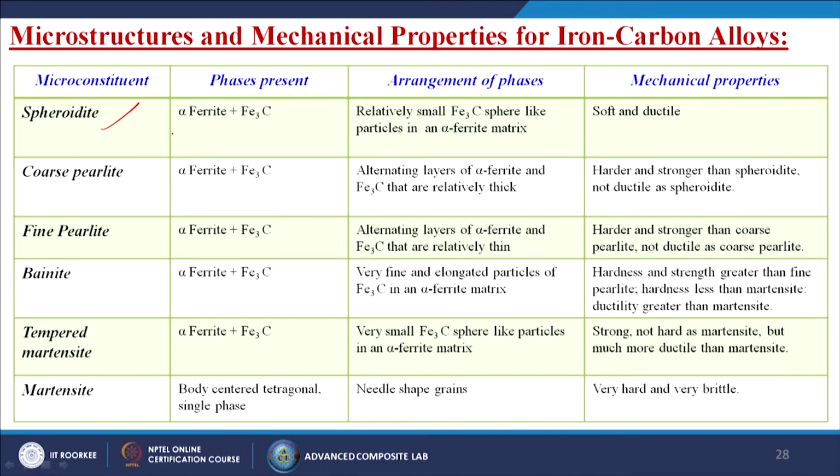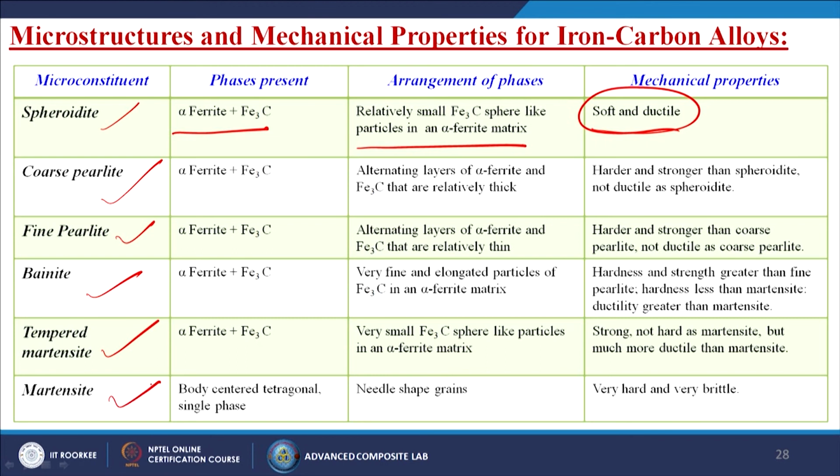For the microconstituent spheroidite, the phases present are alpha ferrite plus Fe3C. The arrangement of phases is relatively small Fe3C sphere-like particles in an alpha ferrite matrix. Mechanical properties: it is soft and ductile. Like this, we have summarized all of these for spheroidite, coarse pearlite, fine pearlite, bainite, tempered martensite and martensite. Martensite has a body centered tetragonal BCT structure, is single phase, and generally shows needle-shaped grains. It is very hard and very brittle, though sometimes it is the tempered martensite or the normal martensite.